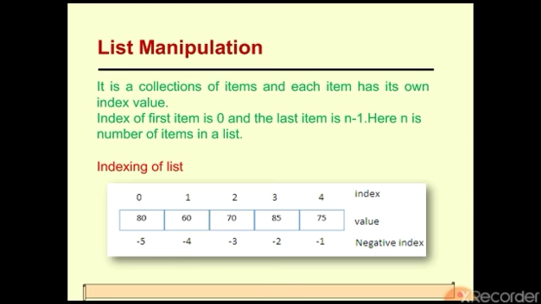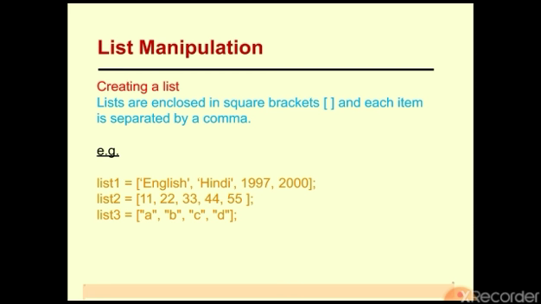Now we come to the second slide. All of you have studied previously how to create a list. Lists are enclosed in square brackets. How do you create a list? By enclosing a sequence of values in square brackets, and each item is separated by a comma. In this way, these are three examples of lists.